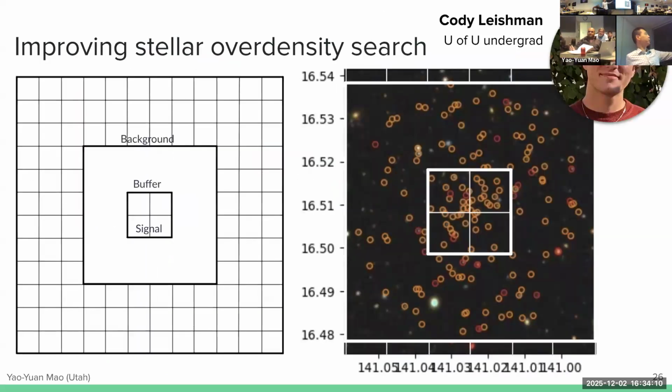By the way, this is just showing what we do with the stellar density. We do a pretty stupid thing: we do histogram binning and then try to find the stellar density. Turns out that works quite well. And this has mostly been done by one of the undergrad co-developers who is leading this part of the work.